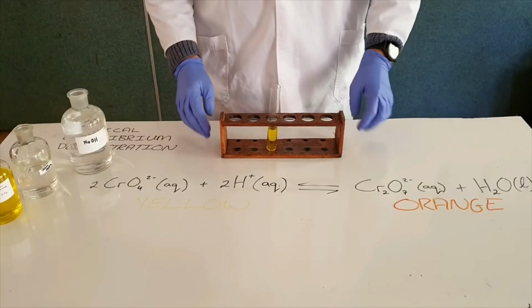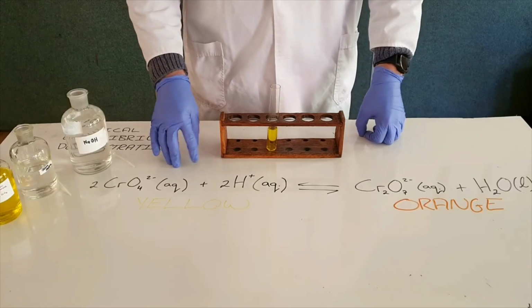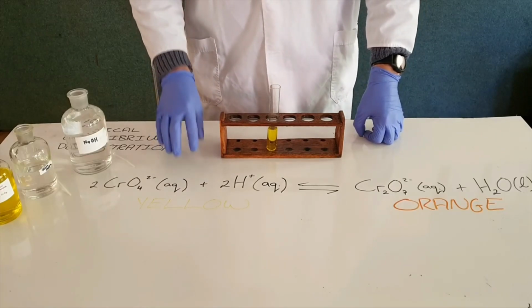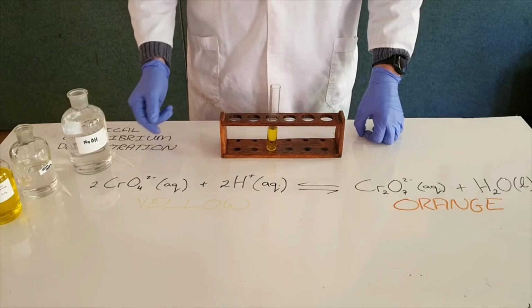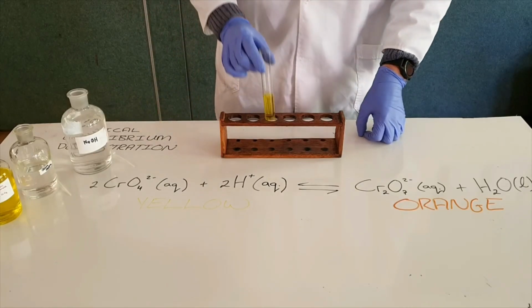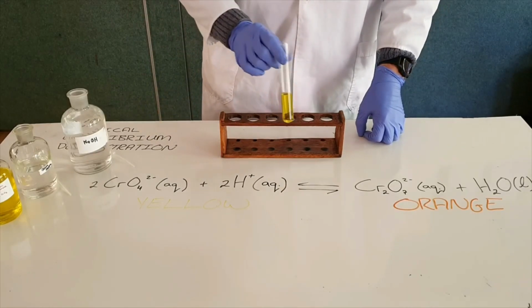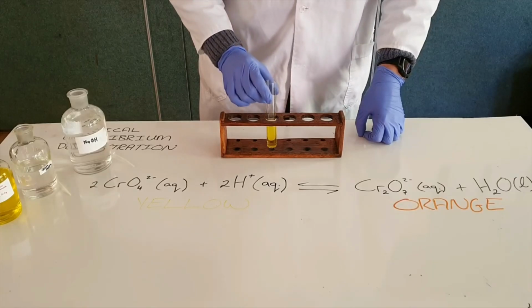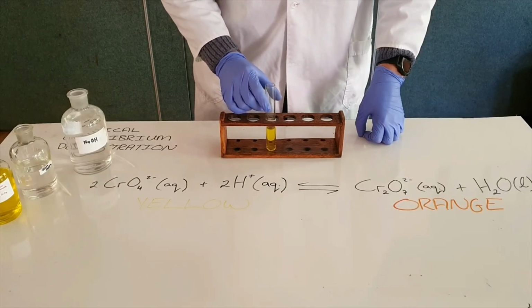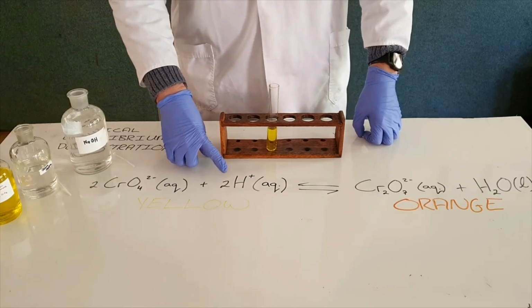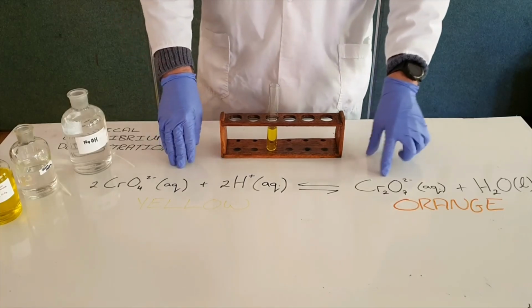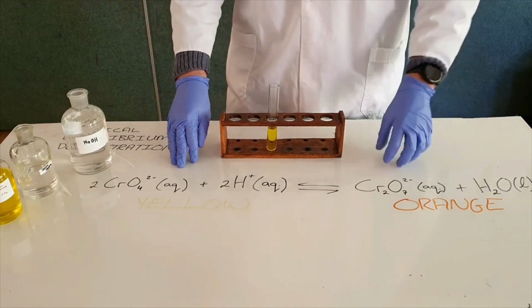We can demonstrate the effect that a concentration change to one of the reactants has on equilibrium, and Le Chatelier's response to that, by using potassium chromate, which is yellow in color here. We can see that when we react this potassium chromate with hydrogen ions, it is going to form dichromate, which goes orange in color.